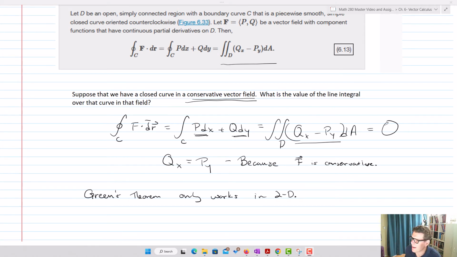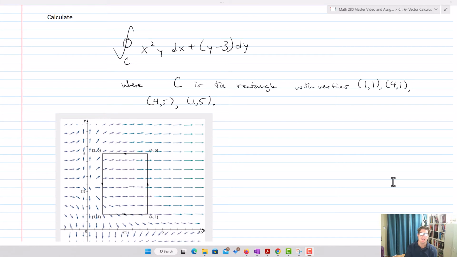Let's take a look at some examples. Suppose we want to calculate the line integral around C of x squared y dx plus (y minus 3) dy, where C is the rectangle with vertices (1, 1), (4, 1), (4, 5), and (1, 5). This is not a conservative vector field. The derivative with respect to y of x squared y is x squared, and the derivative with respect to x of y minus 3 is 0. So, not conservative.